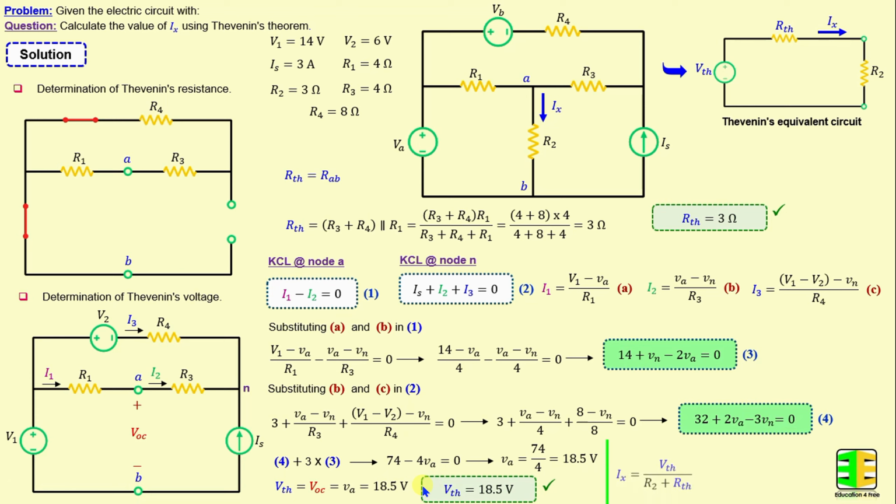Now the current IX from here is equal to VTH over R2 plus RTH. If we replace VTH, R2 and RTH with their numerical values, we obtain IX equal to 3.08 amps. After completing the calculations, I perform a simulation using SPICE to verify our results. Now let's proceed to the SPICE environment.